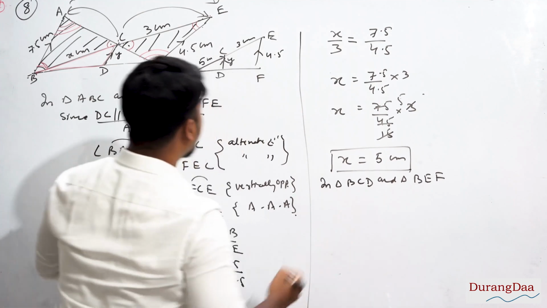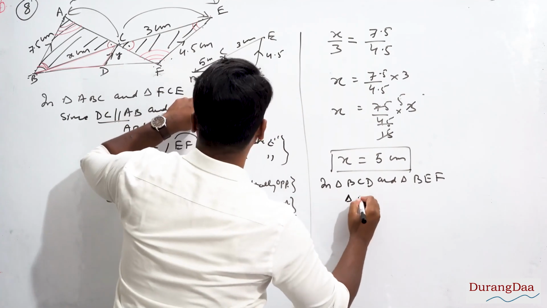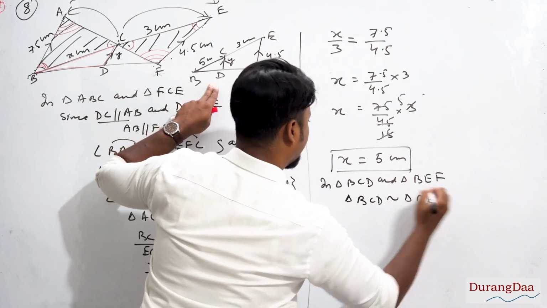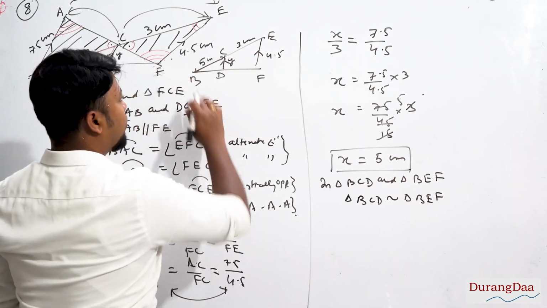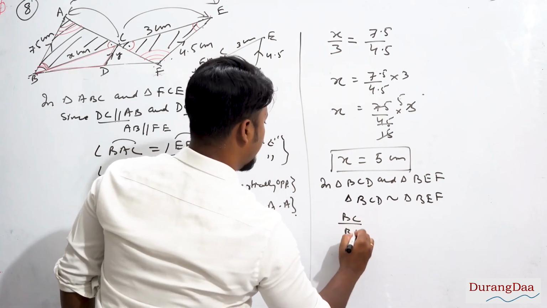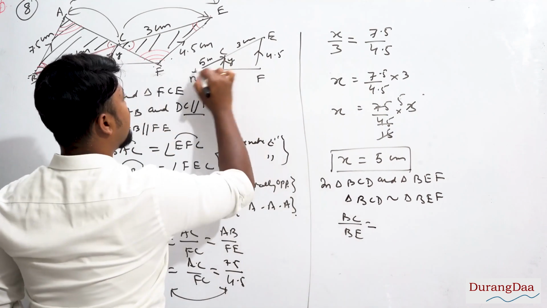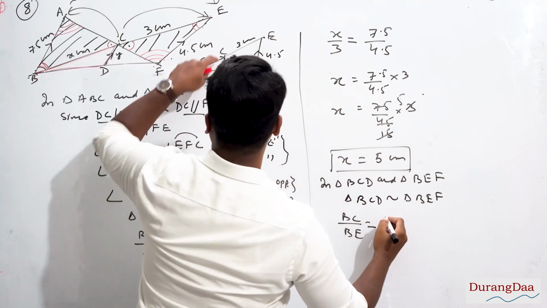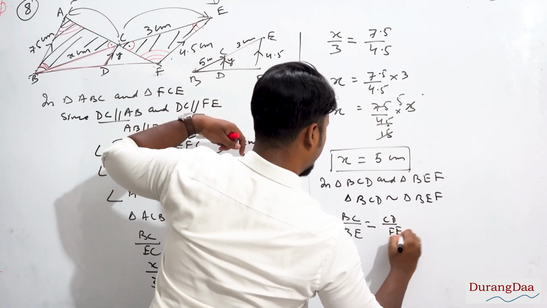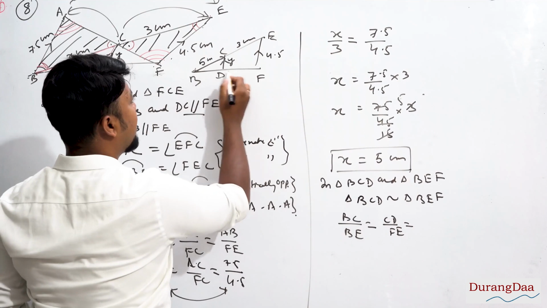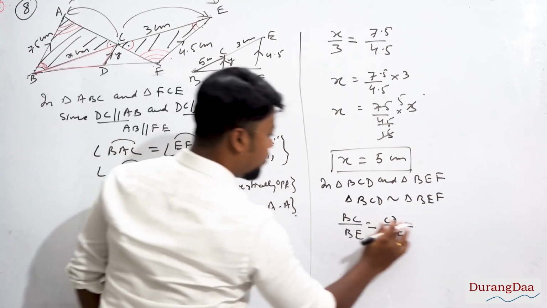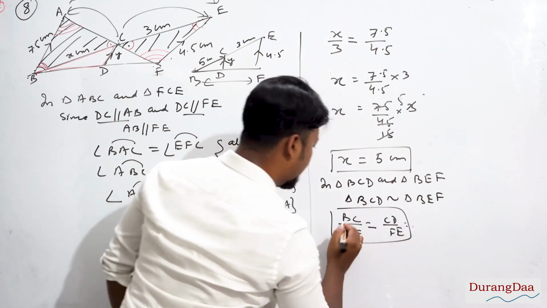I am not doing that in detail. Directly I am writing triangle BCD similar to triangle BEF, by angle. Now the ratios would be BC by BE equals CD by FE equals, last one would be BD by BF, but this is not required. So we will use only just the two here. Now put the values.